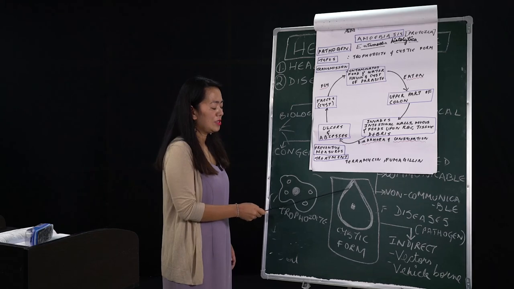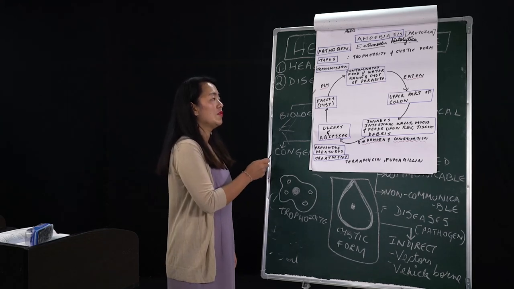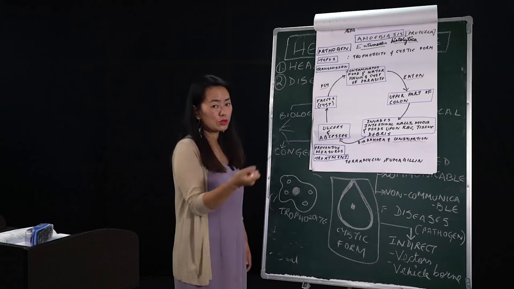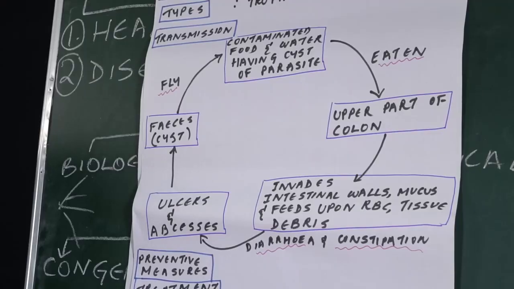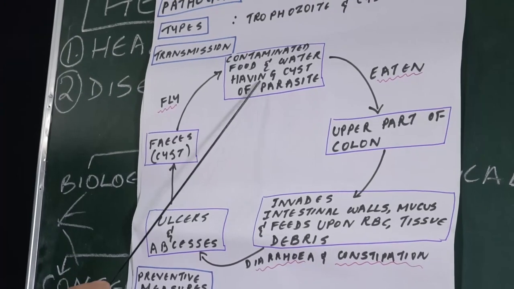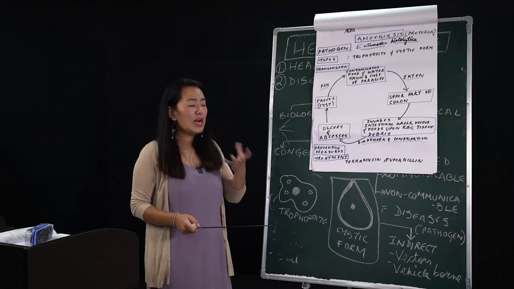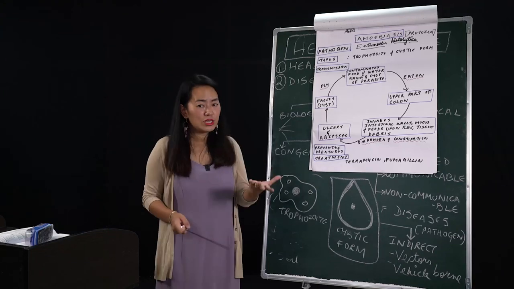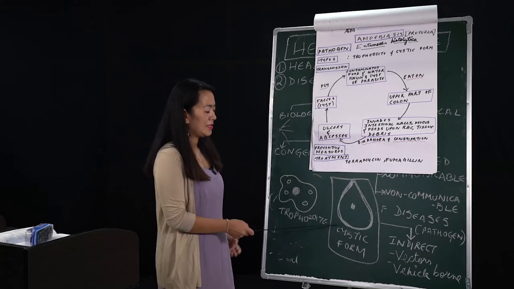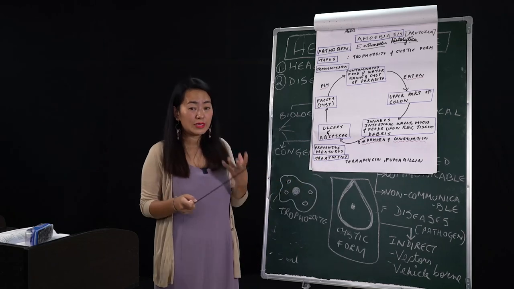After it is taken up by the mouth and the legs of the fly, the fly will go to the food and water. Okay, they will drink water, they will settle near the foods. So the contaminated food and water having cysts of the parasite will be there. If you don't clean it properly, another healthy person, let's say, eats it. So this cyst will go to the upper part of the colon, that means near your large intestine.